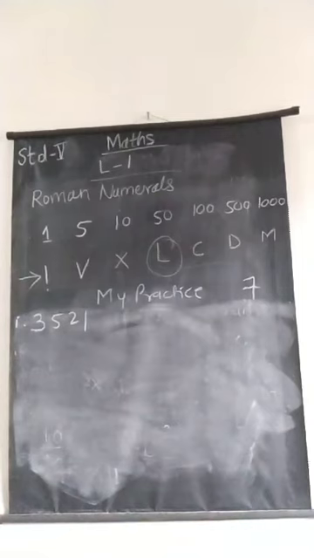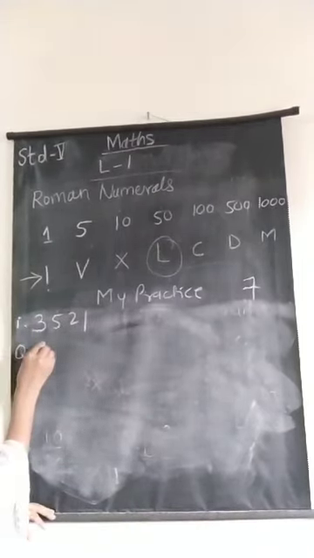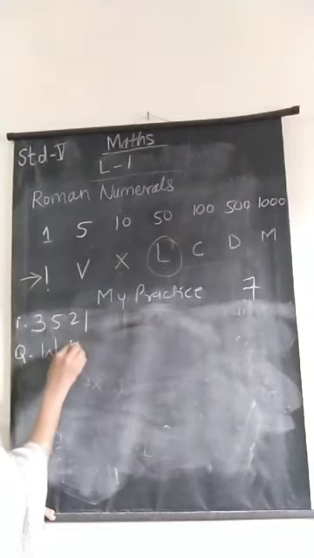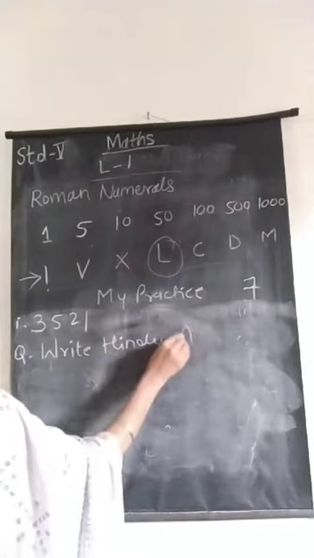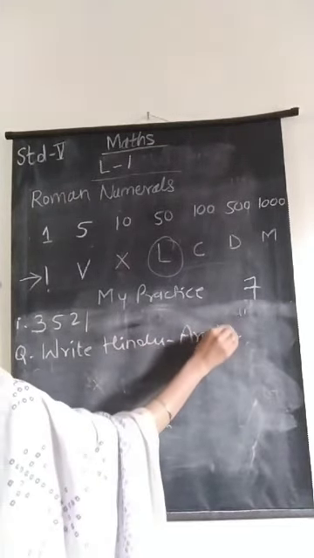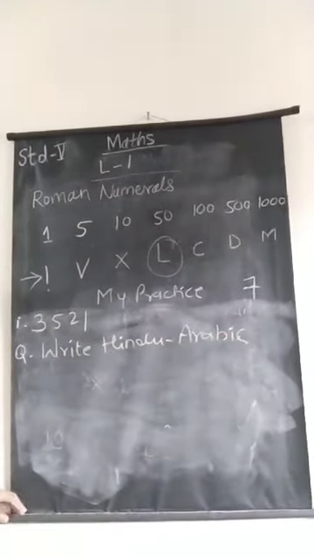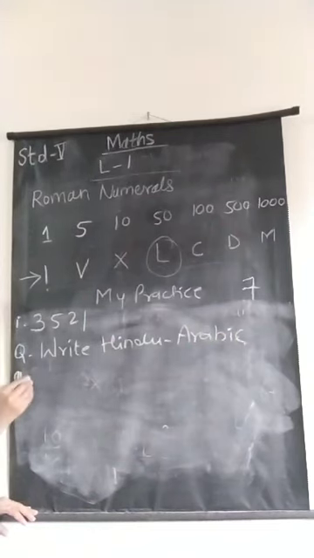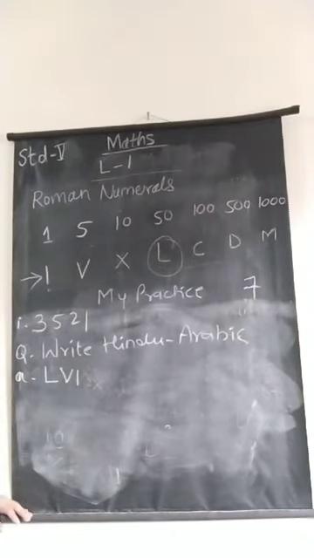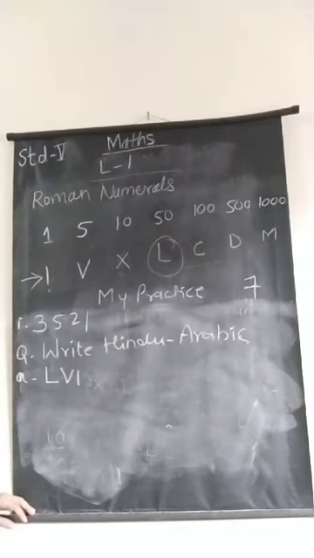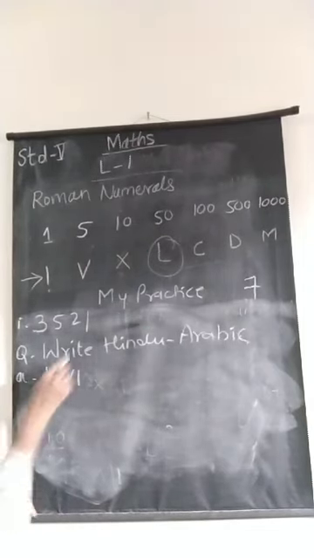Write the Hindu Arabic numeral for the following. Question number 2. Write Hindu Arabic. That means Roman numerals are given, and we have to write them in Hindu Arabic. The first A is LVI. What is the meaning of LVI? In Hindu Arabic, yes, L stands for which number?